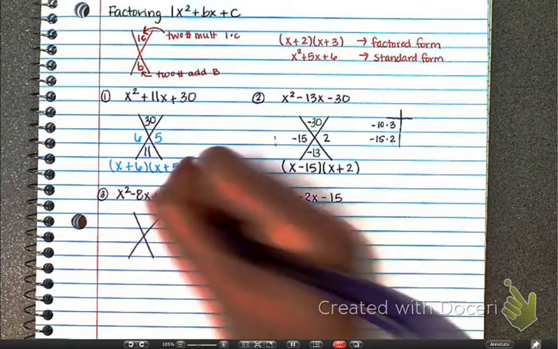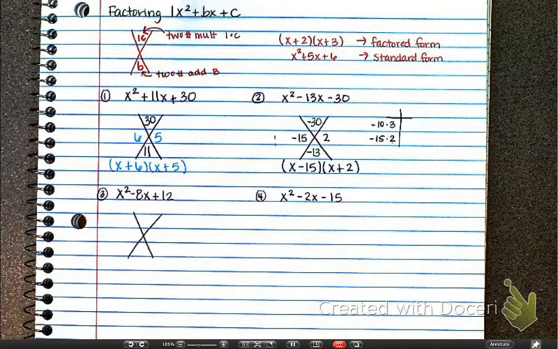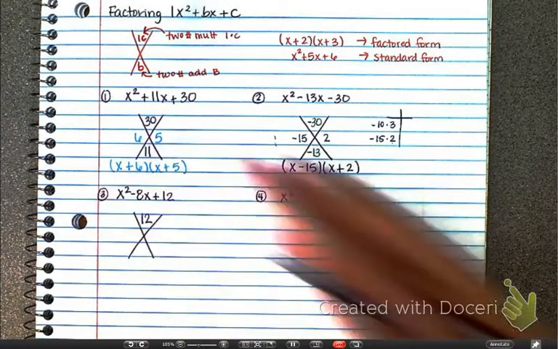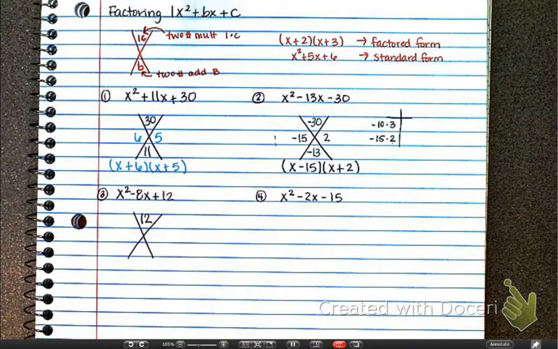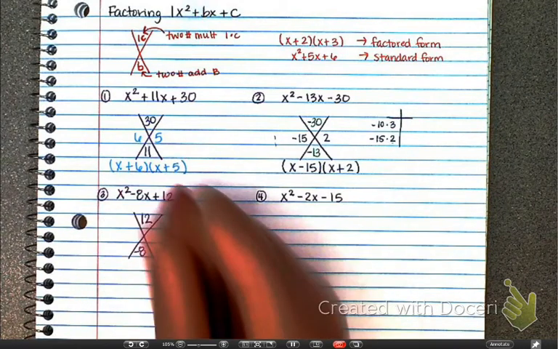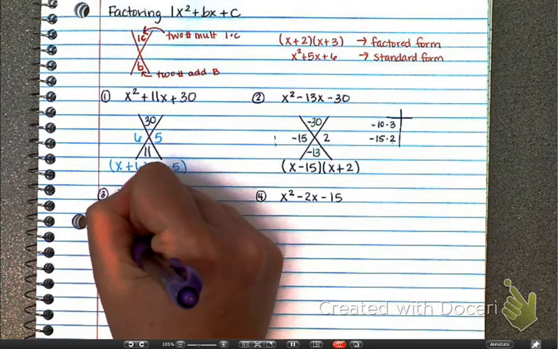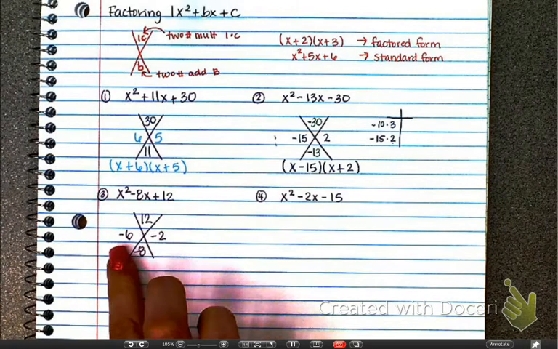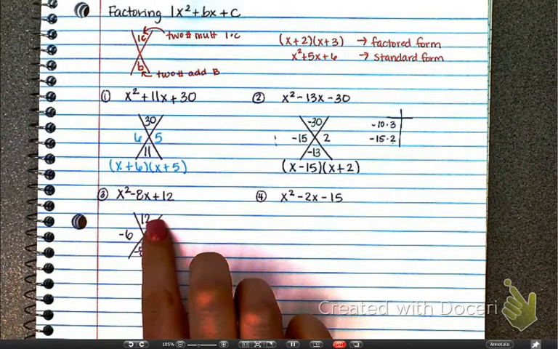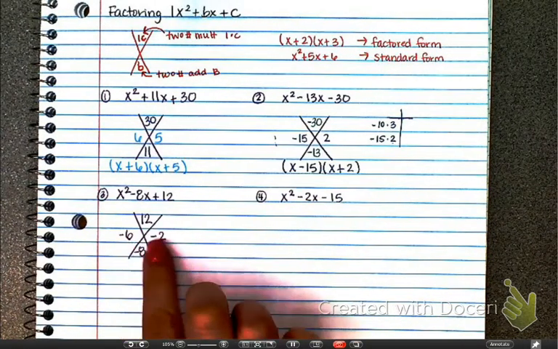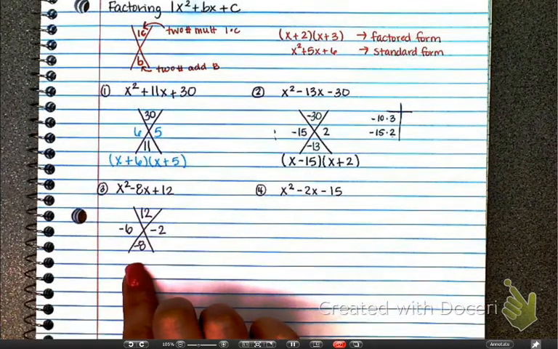So what goes on the top of my x? 12. 1 times c. What goes on the bottom? Negative 8. So I am looking for two numbers that multiply to 12 and then add to negative 8. Mackenzie? Negative 6 and negative 2. Negative 6 times negative 2 is positive 12. Negative 6 minus 2 is a negative 8.